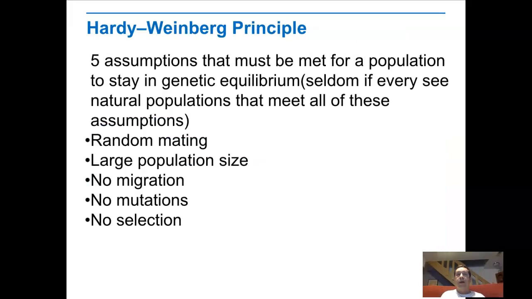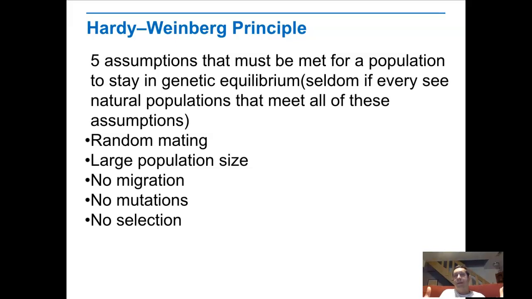So here's the 5 assumptions. Now, keep in mind that it's rare that natural populations meet all of these assumptions for a long period of time. So random mating. Every individual has an equal chance of mating. Large population size to reduce the effects of genetic drift. No migration, no individuals moving in and out, no mutation, and no selection.